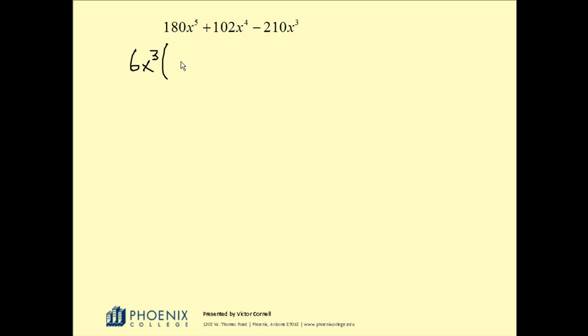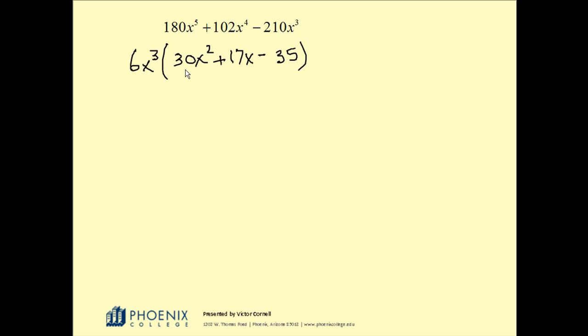That leaves me with 30x squared, and then the middle term is 17x, and the last term is 35. And go through and check all these. Take 6x cubed times 30x squared. That gives you 180x to the 5th. 6x cubed times 17x is 102x to the 4th. And 6x cubed times minus 35 gives you negative 210x cubed.